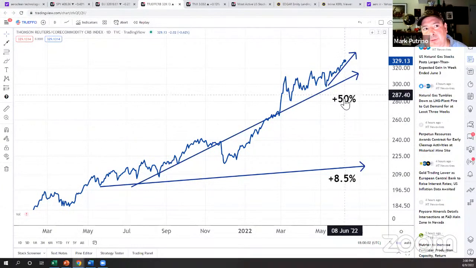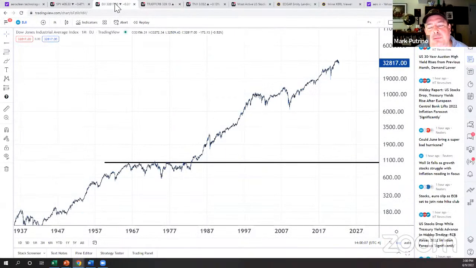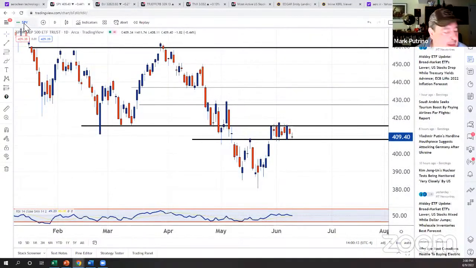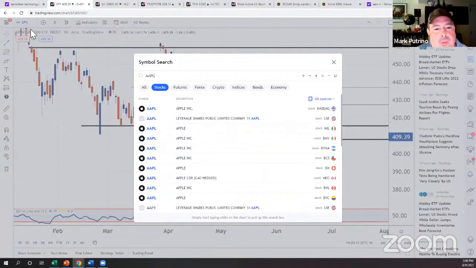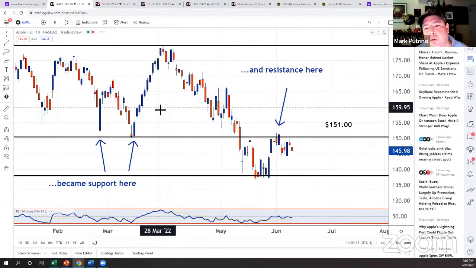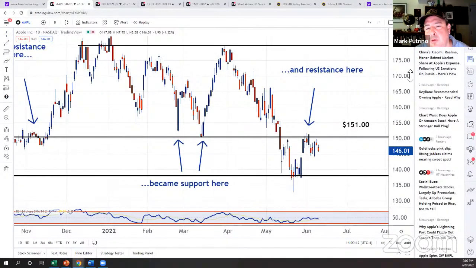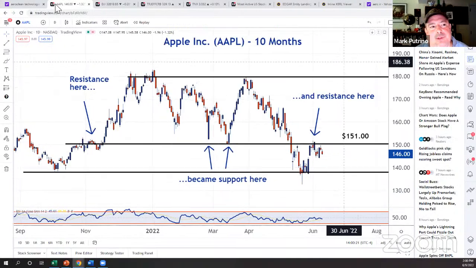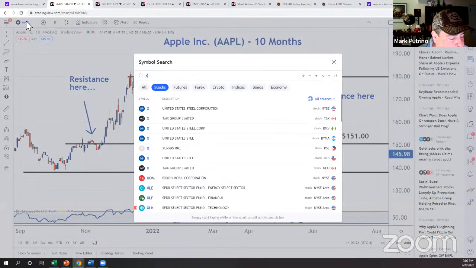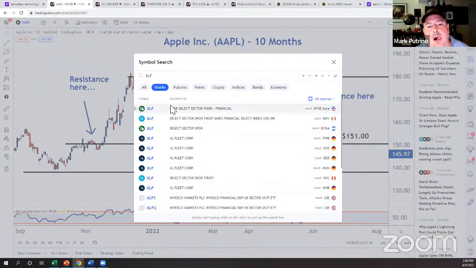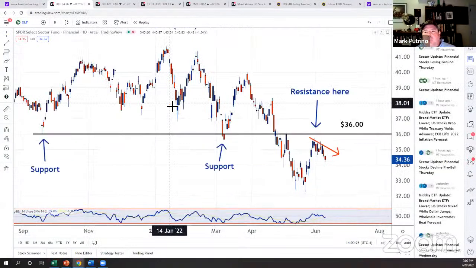8.5%, but this is up 50%. We looked at this where we see markets can go down farther and longer than people think. We got Apple, the biggest stock in the market, trading below an important level. We have significant weakness in the financial sector of the market. We have 10-year rates back above 3% now.